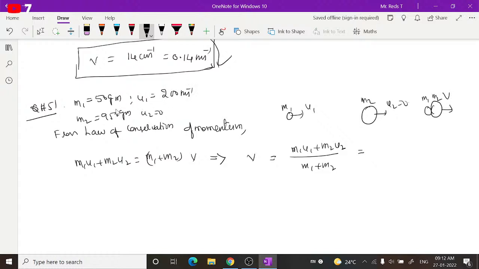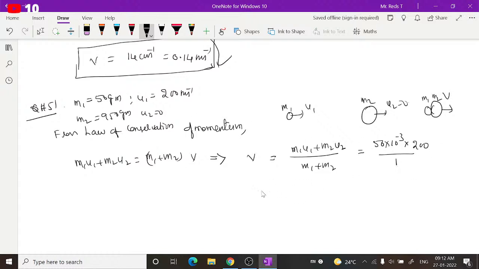These masses are given in CGS units, while the speed is given in SI units. In the options also they have given SI units, so based on the options we have to simplify. Because the options are in SI units, convert this also into SI units. Take m1, 50 grams, which can be expressed as 50 into 10 to the power minus 3 kg, into u1, which is 200 meters per second, plus m2 u2 which is 0. This term will become 0, divided by the total mass. Total mass is 950 plus 50, 1000 grams, which is nothing but 1 kg.